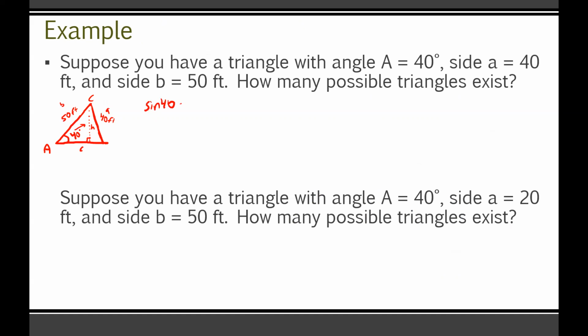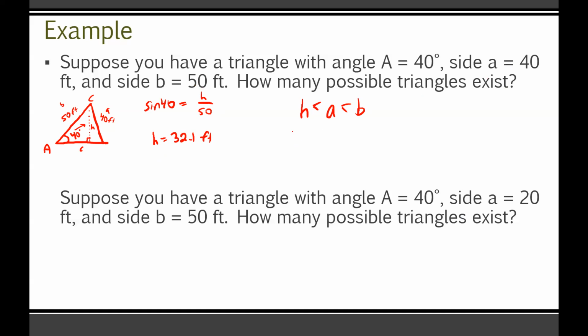Sine of 40 equals your height divided by 50, multiply by 50 here, so 50 times sine 40. This gives me a height of 32.1 feet. So let's organize these here. We have H, and we have A, and we have B. Write them out in order. The smallest number here is H. The next smallest number is A, because it's 40 feet, which is more than H. And then the next smallest number is B.